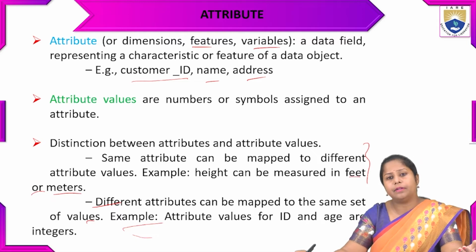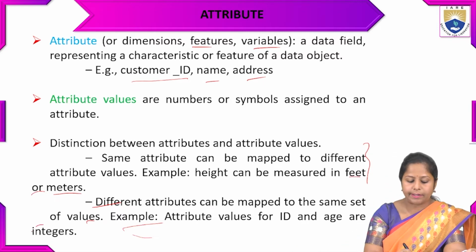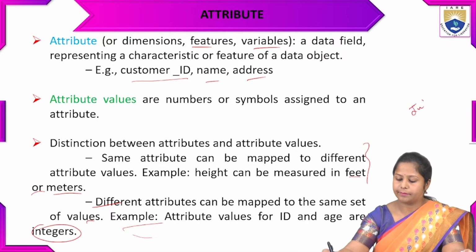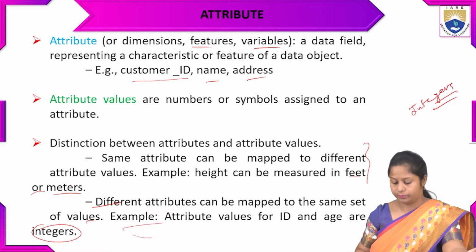The difference between the type of attribute and attribute value is that ID and age can be the same type of attribute. ID has a number type and age also has a number type, so both are integers. So these are the differences to understand what an attribute is and what an attribute value is.